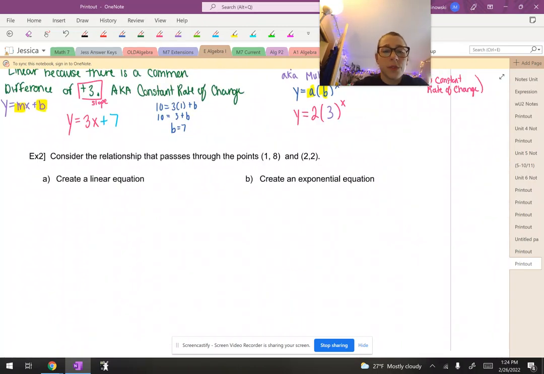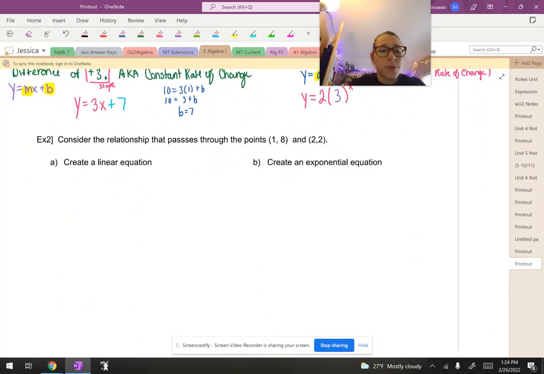Okay, example number 2 here in algebra notes for exponential versus linear. So we're given 2 points and we're asked to consider the relationship that passes through the points (1, 8) and (2, 2). So first off, just by looking at these 2 points, is this enough to tell if this is an exponential relationship or a linear relationship?